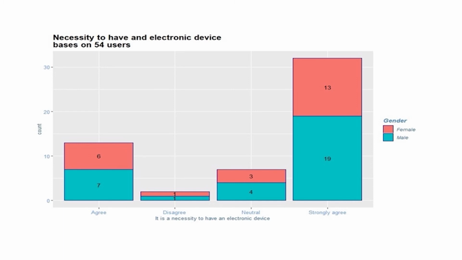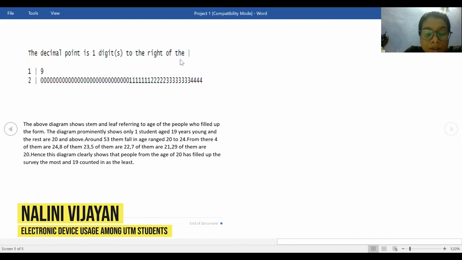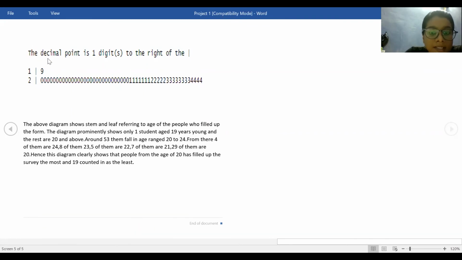This is a stem and leaf diagram that refers to the age of people who have conducted this survey. This diagram clearly shows that only one person who conducted this survey is 19 years old. 29 of them are 20 years old, 7 of them are 21 years old, 5 of them are 22 years old, 8 of them are 23 years old, and the last 4 are 24 years old. So what we can conclude is most of them who have conducted this survey are 20 years old and the least would be 19 years old.